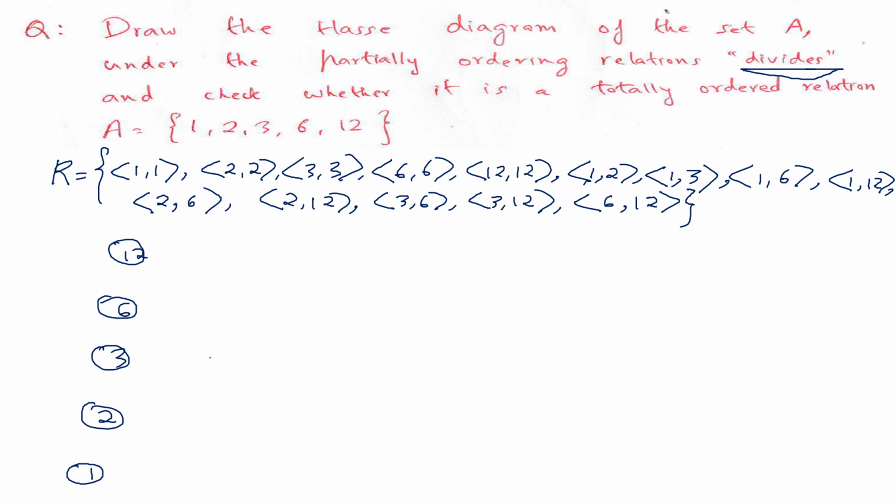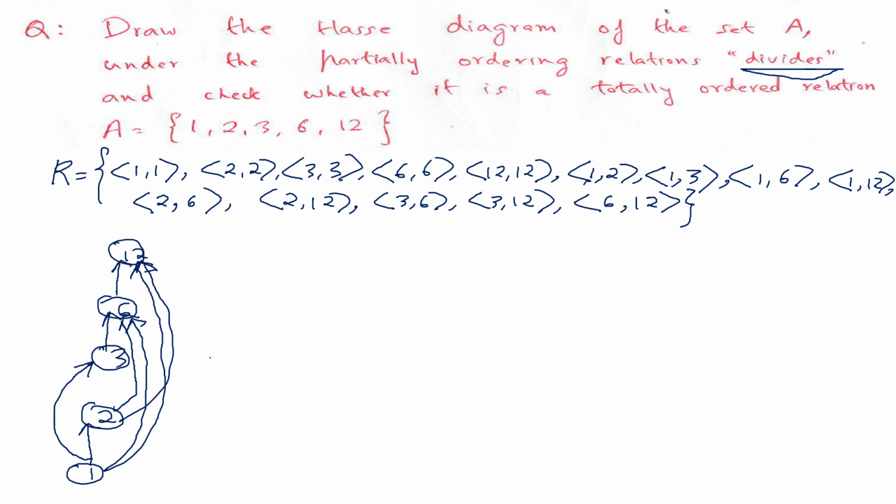You can see the self relations, 1 comma 1 to 12 comma 12, you leave. Next there is a connection from 1 to 2, from 1 to 3, from 1 to 6, and from 1 to 12. There is a connection from 2 to 6, from 2 to 12, from 3 to 6, and from 6 to 12.